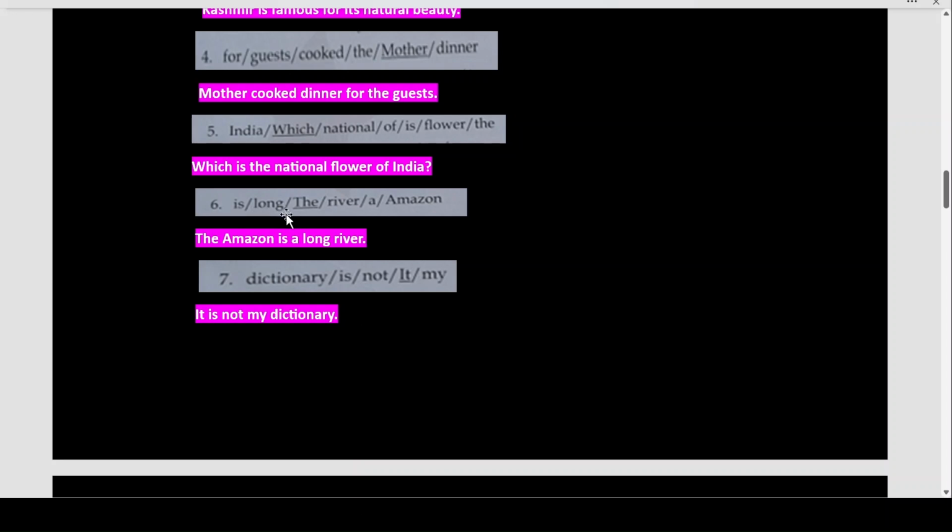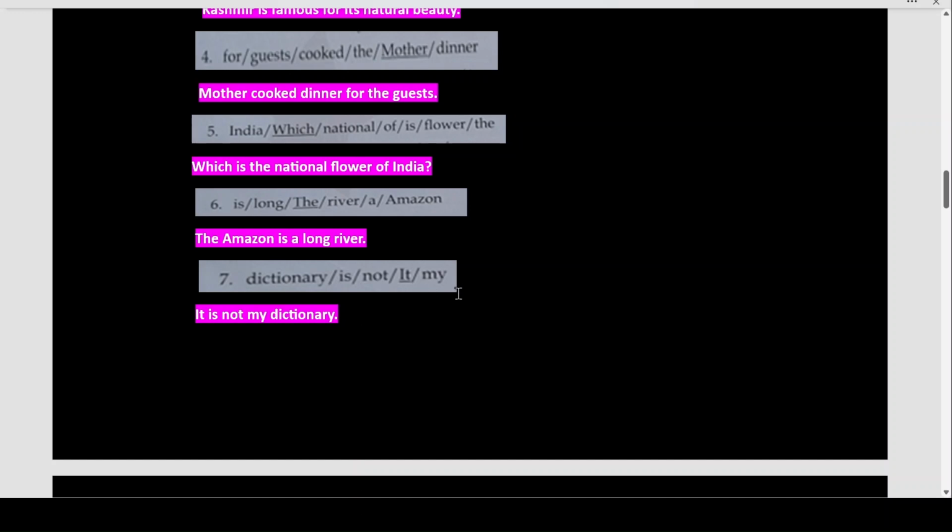Number 6. Is the Amazon a long river? Now, these kind of sentences will start with the definite article the, Amazon, because Amazon is a specific place, a specific noun which is mentioned over here. So, the Amazon, we will start the sentence with the definite article the. The Amazon is followed by the verb is, a long river. What is it? It is an object which is a river.